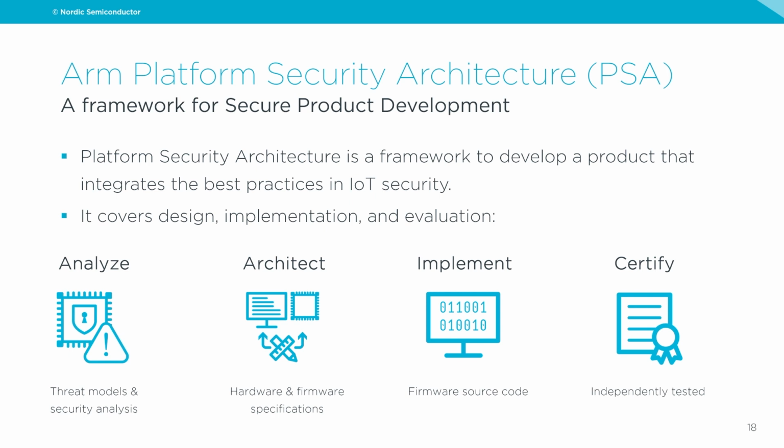So this framework divides security design into a simple 4-step process. Analyze, so that means looking at threat models and security analysis. Then architect, so looking at what you need from hardware and firmware to specify those two components. And then the implementation, so the firmware source code implementation. And then the certification step, where you take your device to be independently tested by a test house.